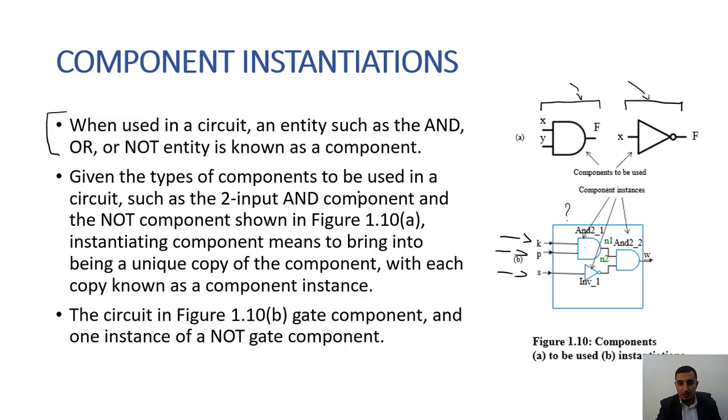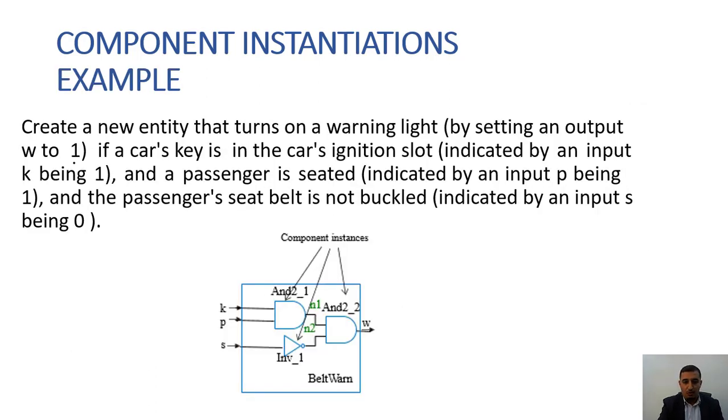Given the components to be used in a circuit, such as the two-input AND gate component and the NOT component, we only create one AND gate and one inverter. Now, we need to create a new entity that turns on the warning light by setting an output W equal to 1. So W will be equal to 1 when what?